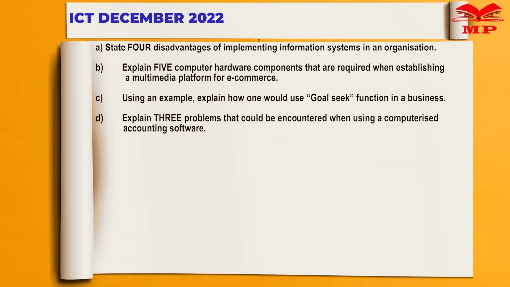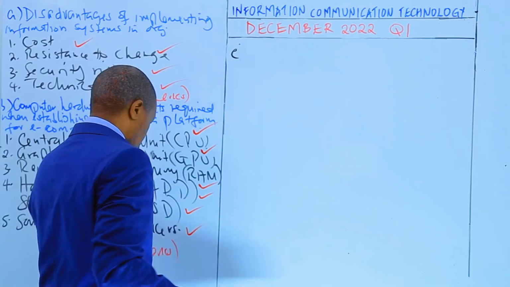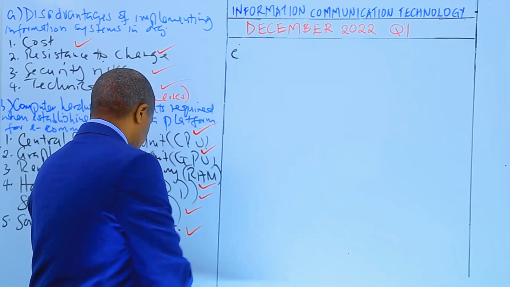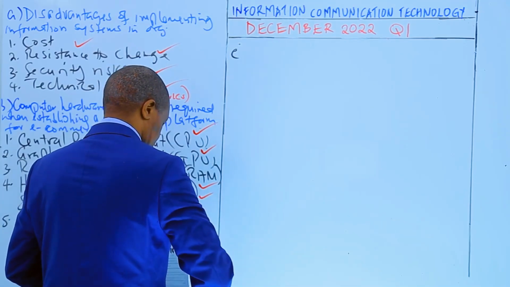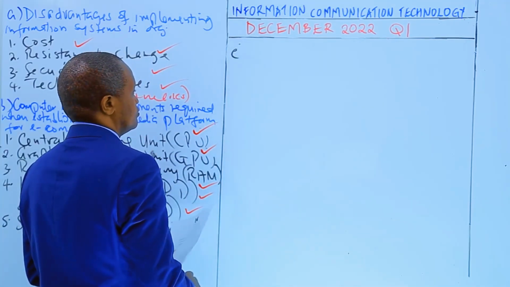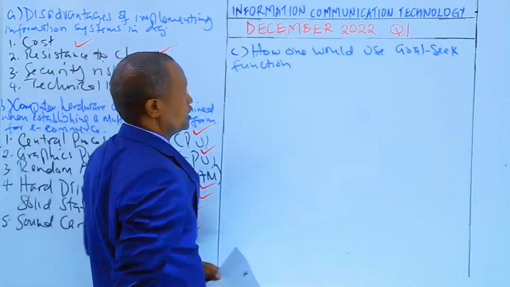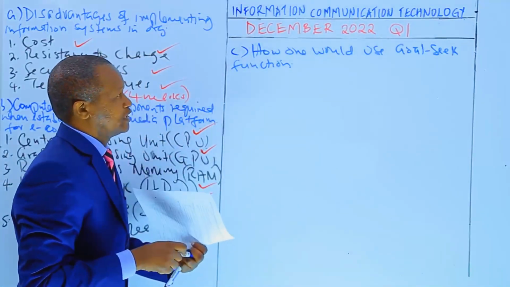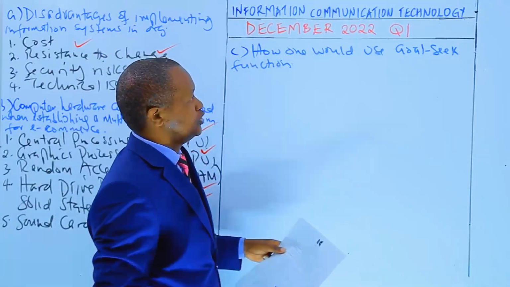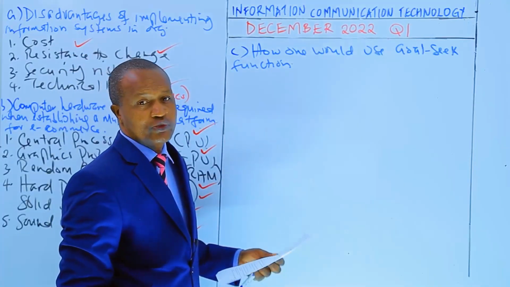Part C reads, using an example, explain how one would use a goal-seek function in a business. Using an example, explain how one would use a goal-seek function.